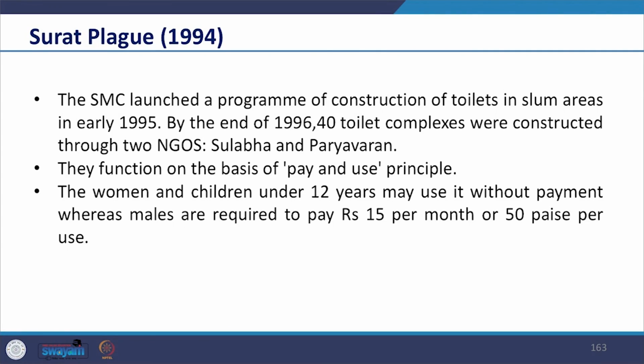The SMC launched a program of construction of toilets in slums in early 1995. By the end of 1996, 40 toilet complexes were constructed through support of NGOs, Sulabh and Paryavaran. They functioned on the basis of the pay and use principle. Women and children under 12 years were allowed to use it without payment, whereas males had to pay rupees 15 per month and 50 paisa per use.